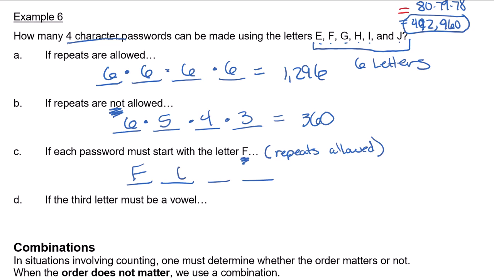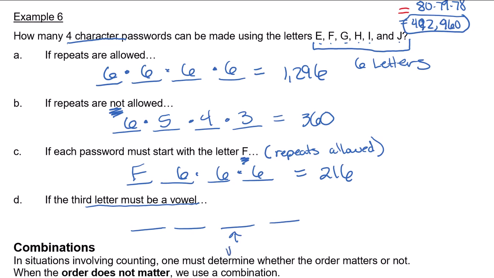So using repeats are allowed, that'd be 6 options for the second letter, 6 options for the third, and 6 options for the fourth choice, giving us 216. So if the first letter is an F and if repeats are allowed, there's still 216 possible combinations. What about if the third letter has to be a vowel?